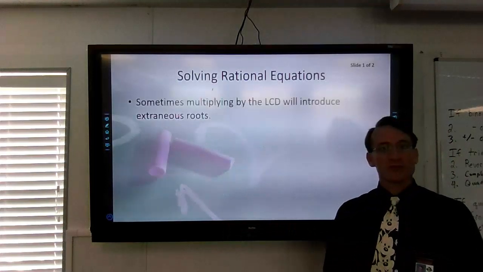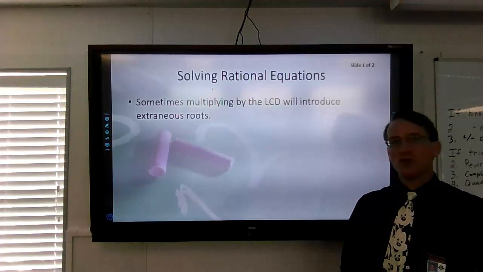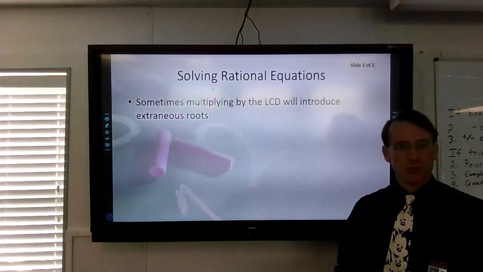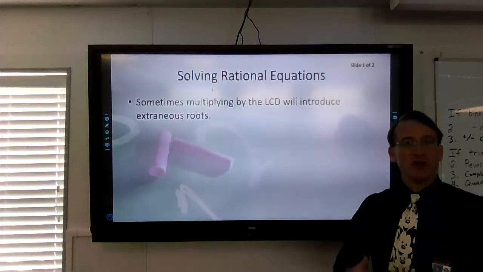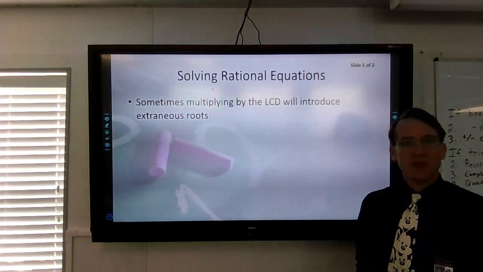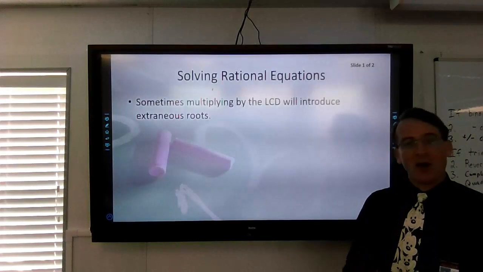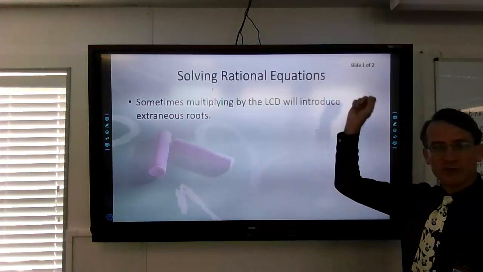As I mentioned earlier, sometimes multiplying by your least common denominator is going to introduce extraneous roots because you multiply by your variable, which means you're increasing the number of possible answers, but those answers may not be legitimate. I'm going to show you an example on this one. This one's going to take 2 screens, if you notice up here.